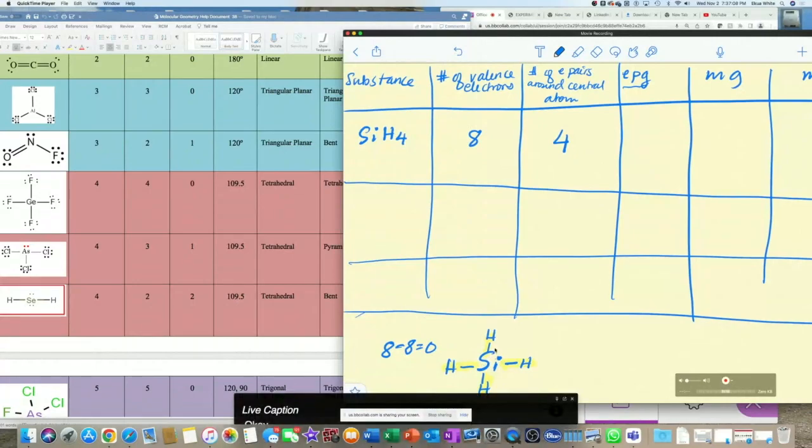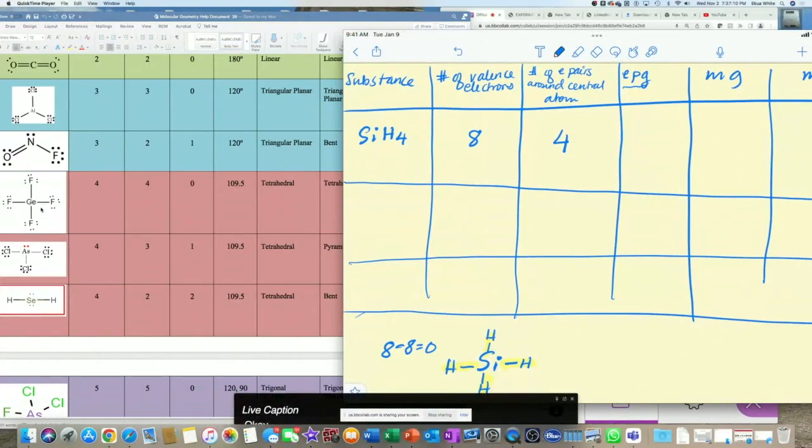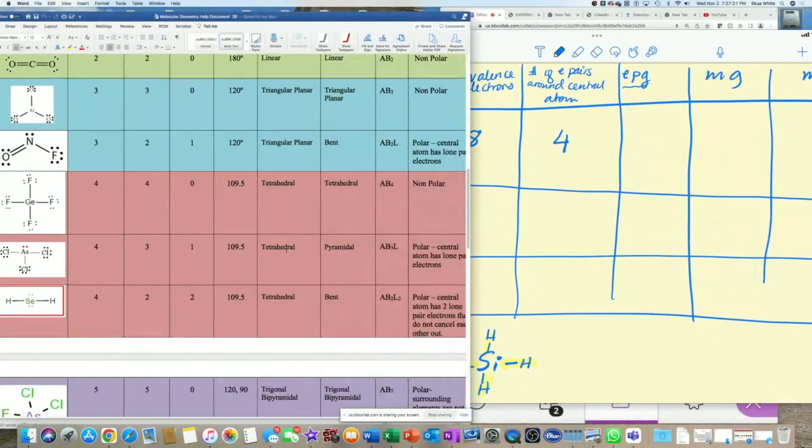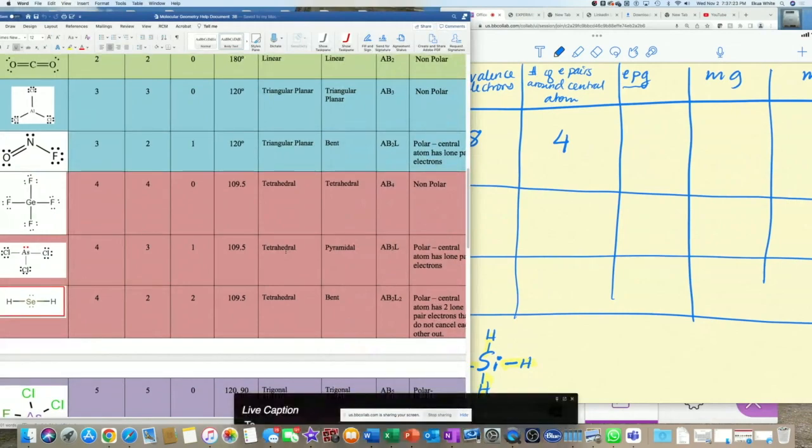Since we have one central atom and four surrounding atoms, your structure looks more like this, but let's verify. Yes, we have four groups surrounding the central atom, right? Let me scoot this out of the way. Tetrahedral.